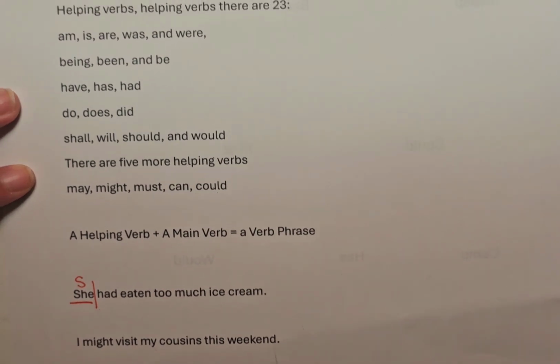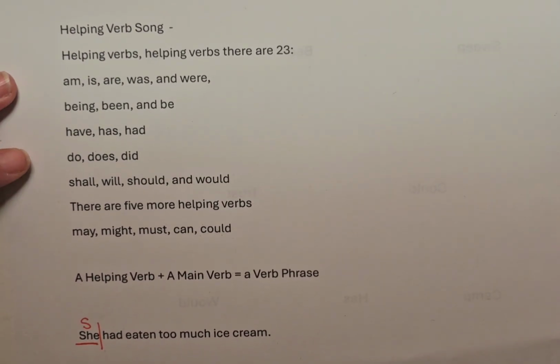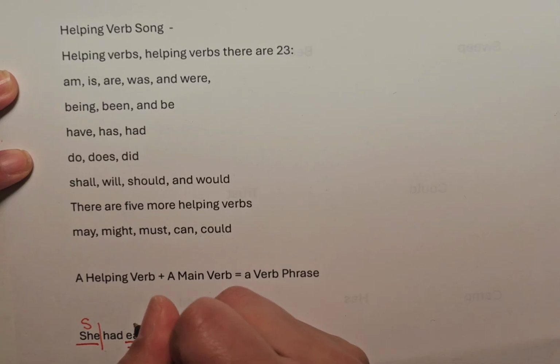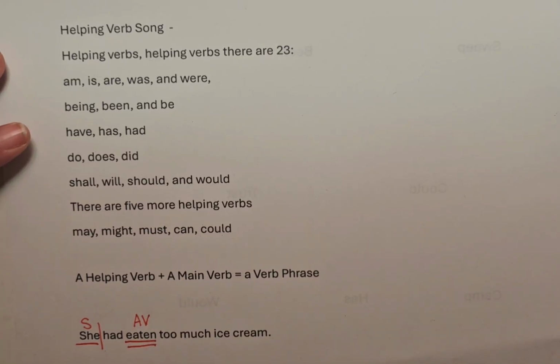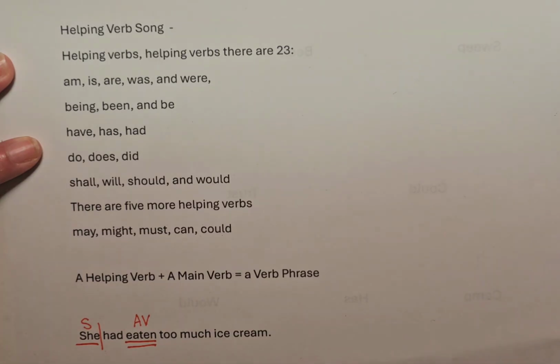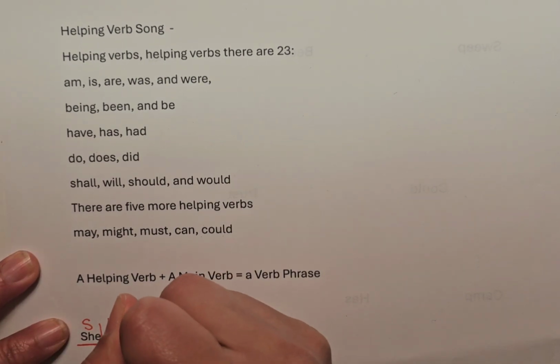Let's zoom in a bit. She had eaten too much ice cream. Now, what did she do? What is the action verb? She did what? She eaten. Eaten is an action verb in the past tense. But right before that is a helping verb, the verb had. And you can tell it's a helping verb because it's listed right here in this song, had. So instead of just marking the action verb by itself, we're going to mark the helping verb with it, okay? Had eaten. And if you want, you could put a little HV for helping verb there.